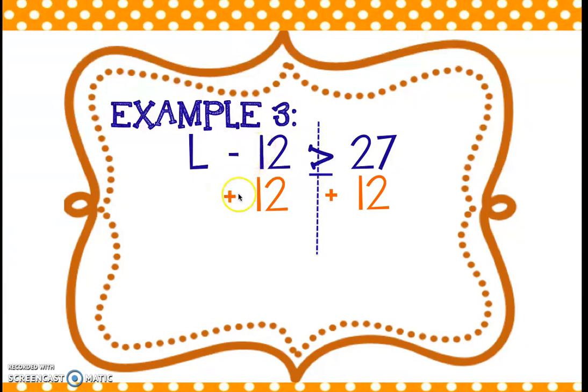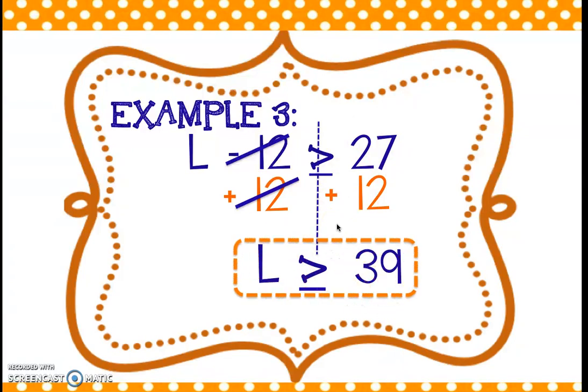A minus 12 and a plus 12 cancel each other out, and we're left with L is greater than or equal to, and I'm going to solve on this side. 27 plus 12 gives us 39. So the solution set we found says L is greater than or equal to 39. Any number that is greater than or equal to 39 will make this equation true.